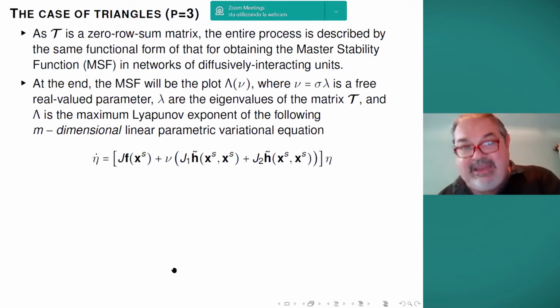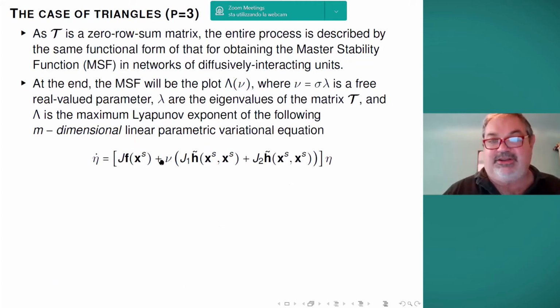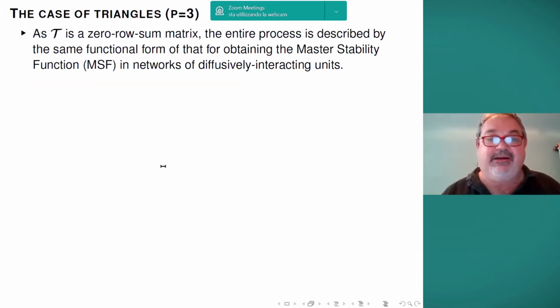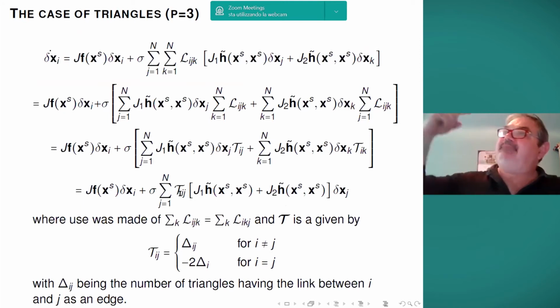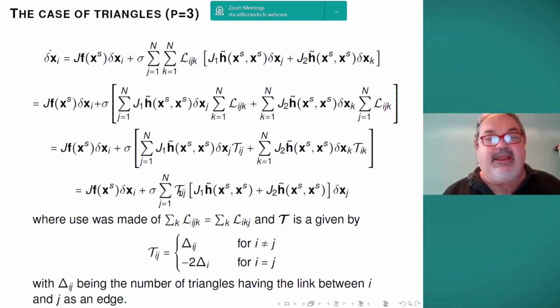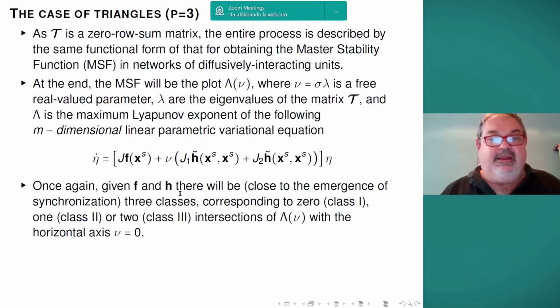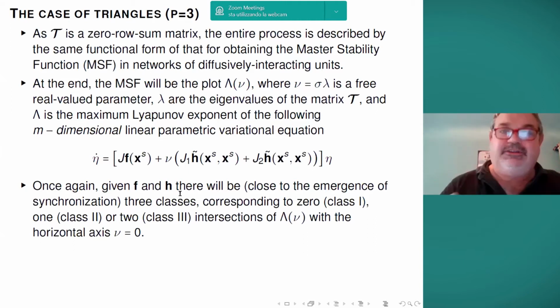You will get, again, a parametric equation where here you have sigma lambda, but the variance is that this lambda is the lambda of this matrix tau, not the lambda of the Laplacian, okay? And once again, you give me F and H, and there will be the three classes, class 1, class 2, class 3. So immediately I can tell you how is the structure for all possible structure of triangles in this case, which one can synchronize, which one cannot synchronize.